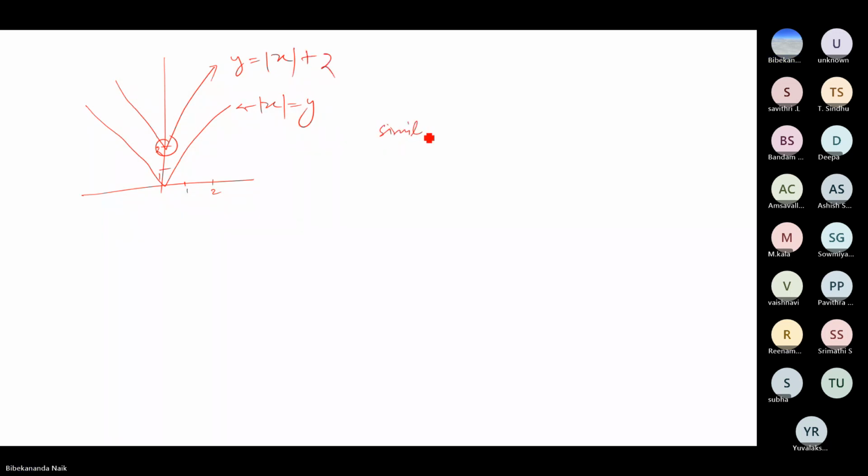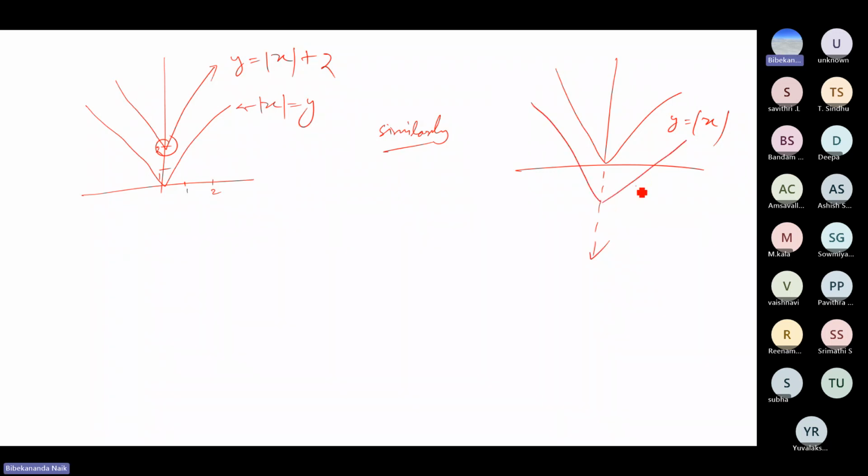Similarly, plot y equal to mod x minus 2. So this is y equal to mod x. When you subtract 2, the graph will be like this. So this graph is y equal to mod x minus 2.